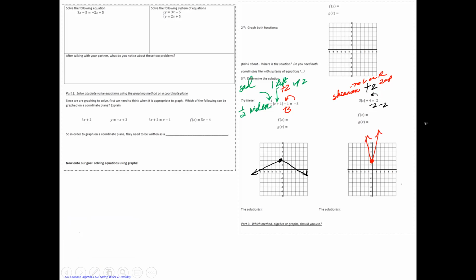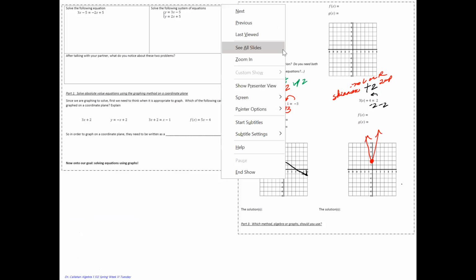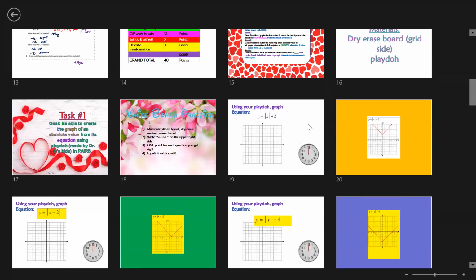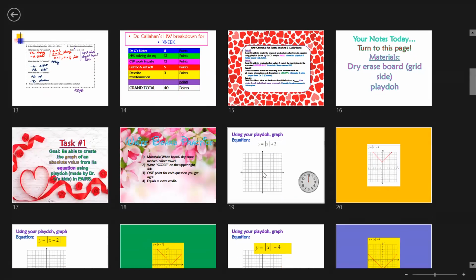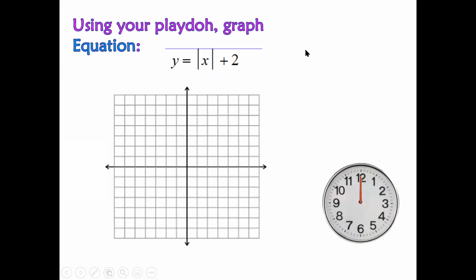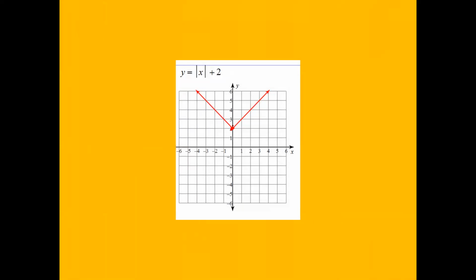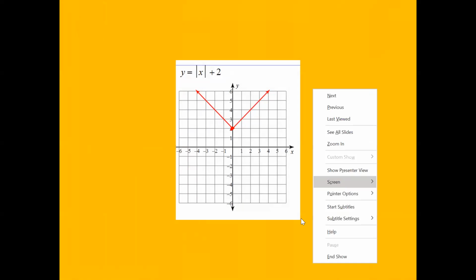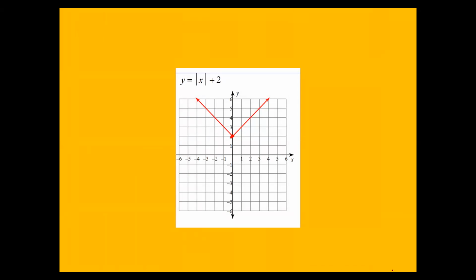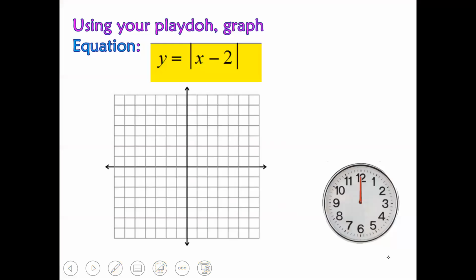All right, so now that we went ahead and graphed these 2, I want you guys to go ahead and practice this at home. So I'm going to show you guys a series of questions. Here's your first one. Go ahead and graph this. All right, so looking at this right here, you know that it is up 2 because the 2 is positive. It is outside of the absolute value. So it's up 2. Let's try another one.